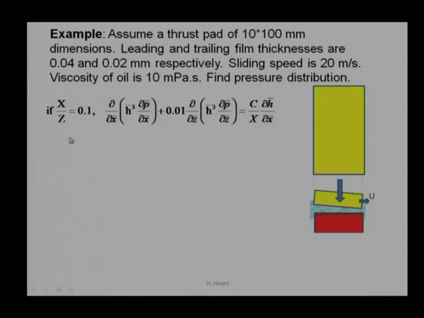We say x by z is 0.1, so this term will be neglected, and only this term is going to be useful for us. Based on that, we can solve this. We can use finite difference to solve it. I will cover this in my next lecture.